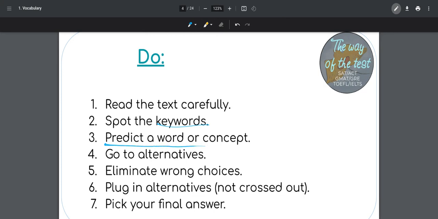Then we're going to predict a word or concept. This is a very important step that I want you to practice when you do exercises. You don't necessarily have to do this when you're doing the exam, but it's a very important thing that you do when you practice. So when you read the blank, you want to predict. Sometimes your prediction will be a word, like, okay, I'm looking for the word vein, I'm looking for the word mountain, whatever. But sometimes it's not going to be a word, it's going to be a concept, which means I'm looking for a word that means in a good mood, but not really. I mean, the prediction doesn't have to be as concrete as the specific word that you're going to see in the alternative. You just have to have an idea of what you're looking for.